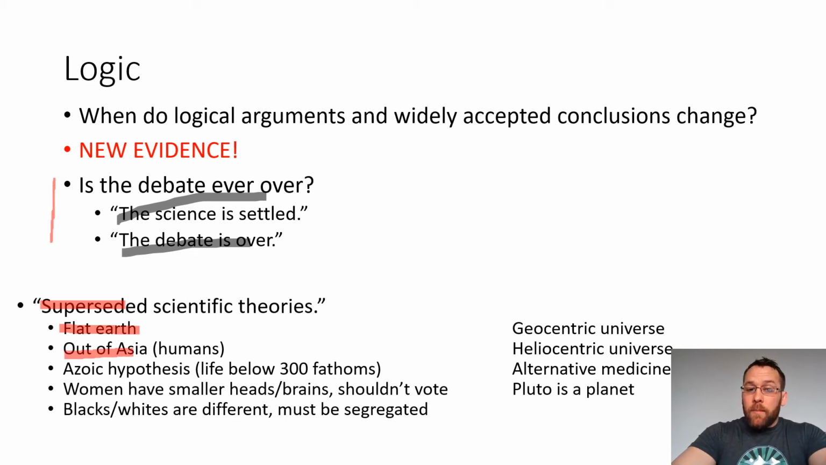We used to believe that human beings were out of Asia, right? And then we got new evidence. Someone was digging around in Africa and they're like, hey, I found a bone and it's older, right? Okay, so now the consensus is that human beings are out of Africa. The azoic hypothesis was the idea that life could not exist below 300 fathoms, and then we just got better submarines. We went below 300 fathoms and we found all these life forms. We're like, I can't believe this stuff exists. There's no light, there's no oxygen, the pressure is insane, right? But there's life down here, okay? So we used to think that this was true, like everybody.